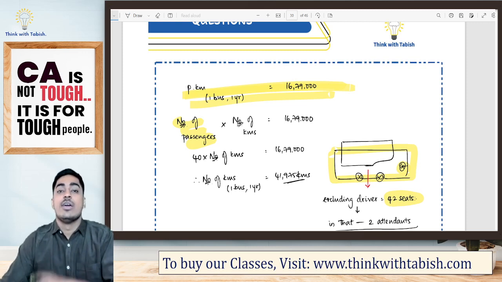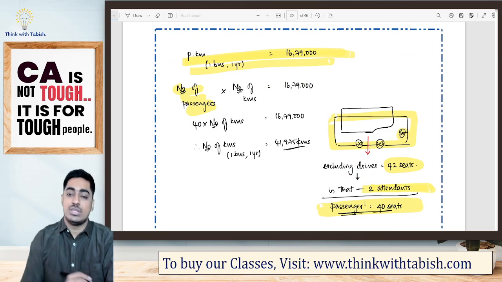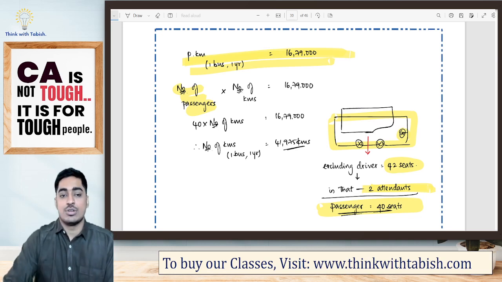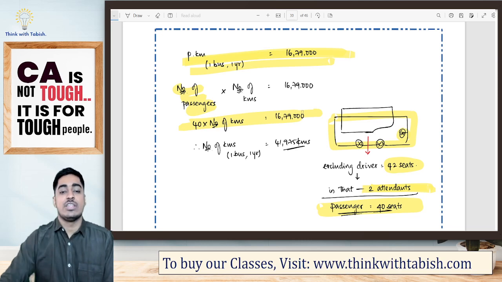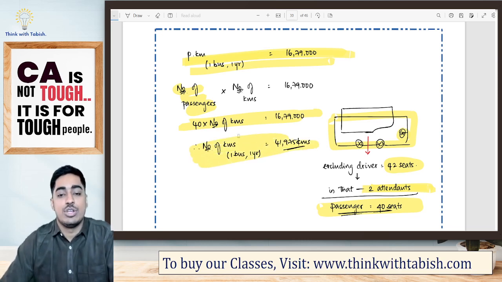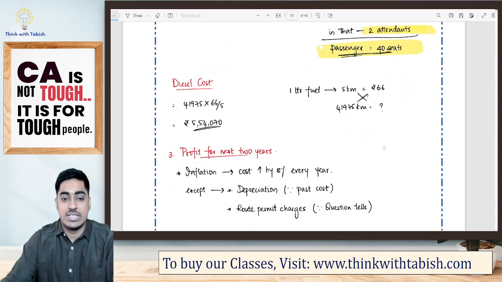No. Why? For every bus, 2 attendants are also there. That means in reality, how many passengers can be seated? 40 passengers only. That means in every trip, every kilometer, how many passengers will be there? 40 passengers. Yes or no? So it is going to be 40 passengers into number of kilometers is equal to 16 lakh 79,000. Therefore, number of kilometers by one bus for 1 year is going to be 16 lakh 79,000 divided by 40, which is 41,975 kilometers. This was the first important adjustment.